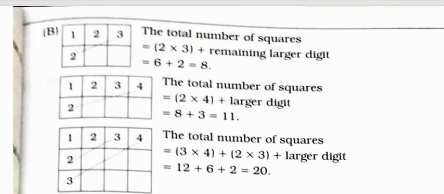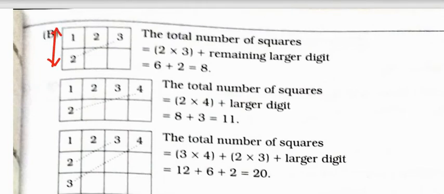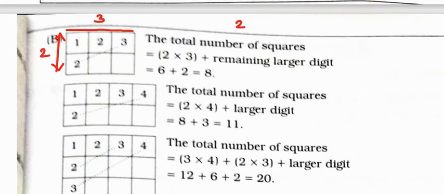Now see, if the figure is rectangular; in the first case the figure is square shape, now here the figure is rectangular. If the figure is rectangular, then how to find out total number of squares? Now see, first is 2 multiplied by 3, because here it is 2, and here it is 3. Therefore multiply 2 and 3.